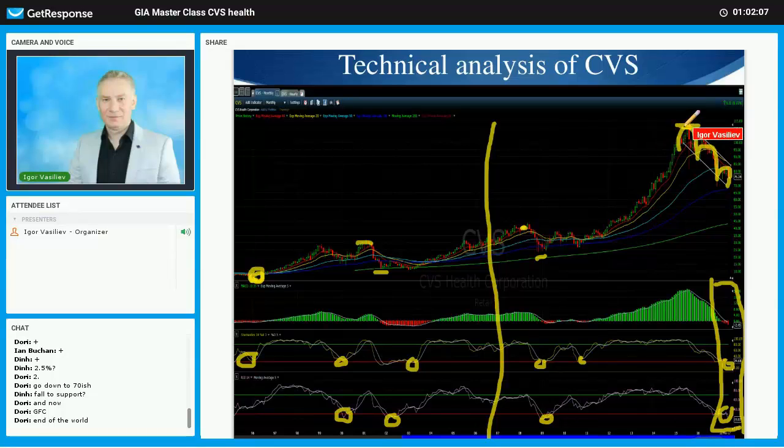End of the world. So now we have a drop from 115 to 70. It's actually much smaller, and we can see these pullbacks. They were happening all the time here. You see.